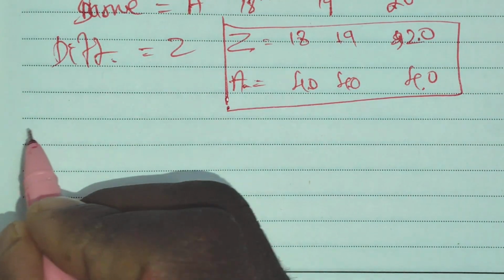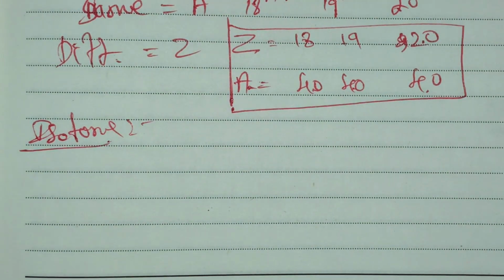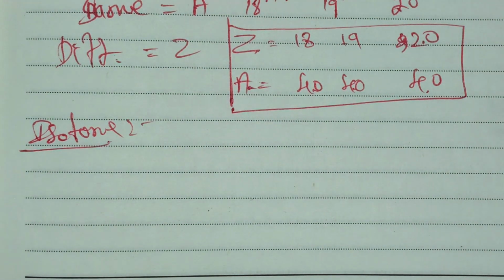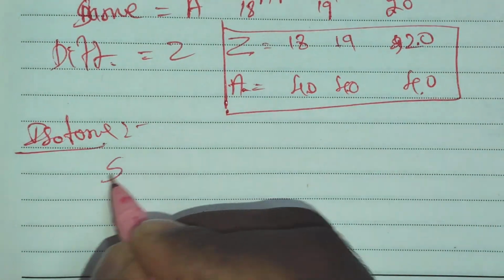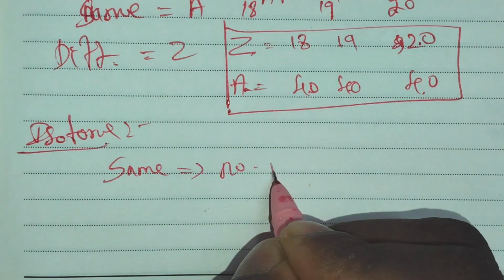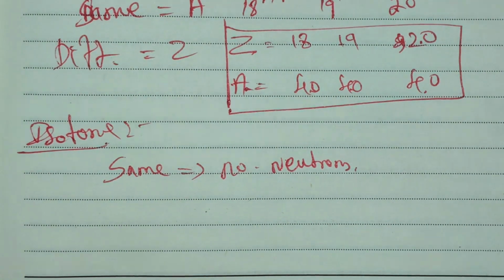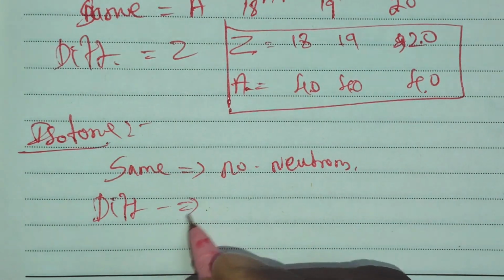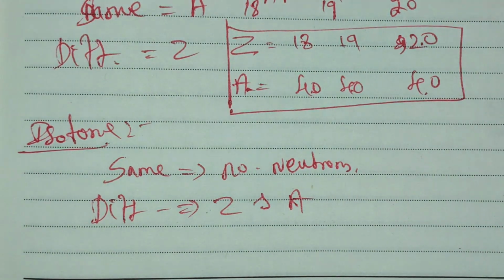Then isotone. The next is isotone. Tone means neutron, keep that in your mind; the pronunciation is almost similar. So here it is the same number of neutrons. What is the same? The number of neutrons is the same, while the atomic number or the mass number may differ. Species like that come under the category of isotones.